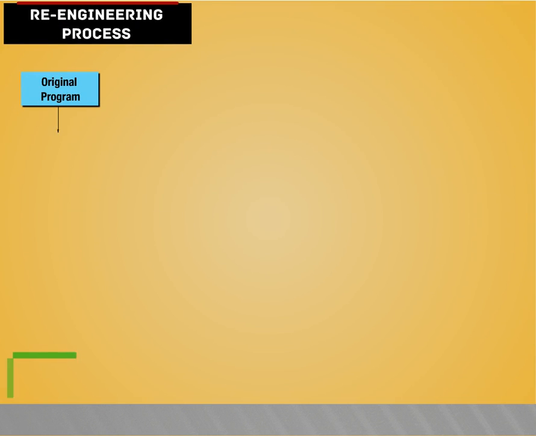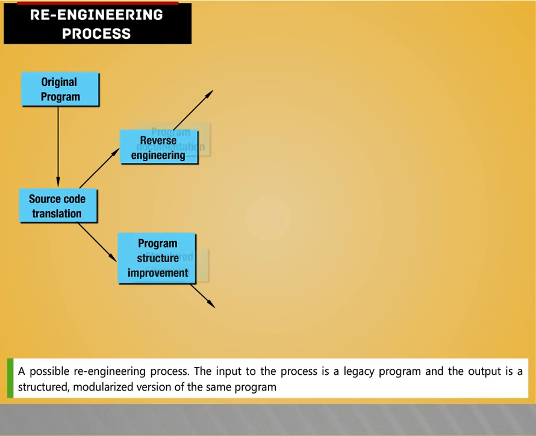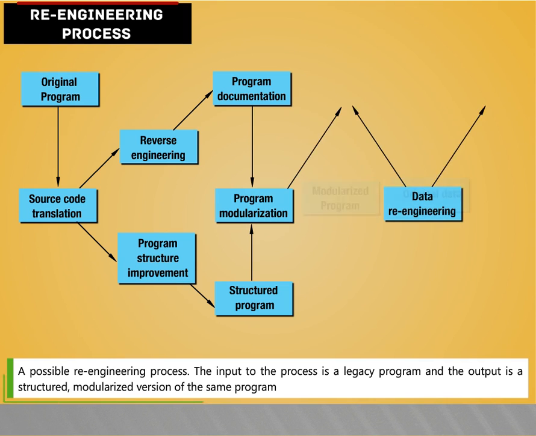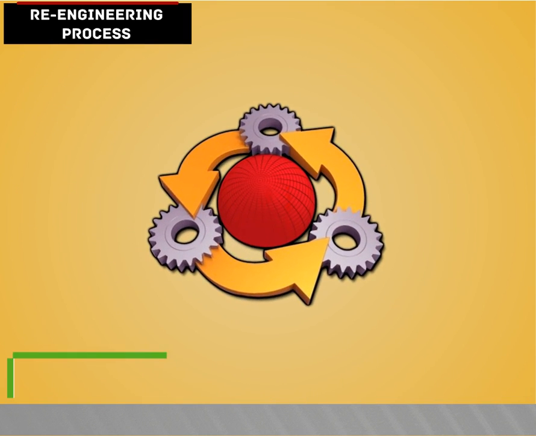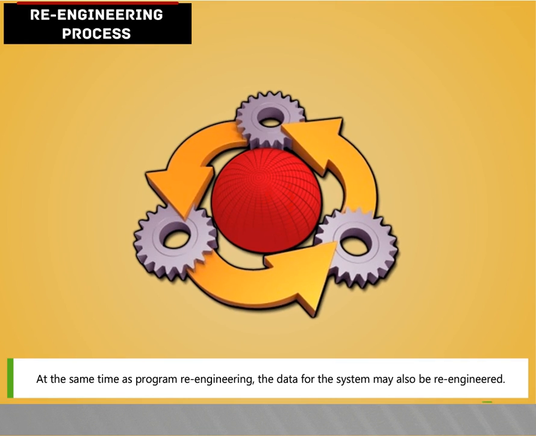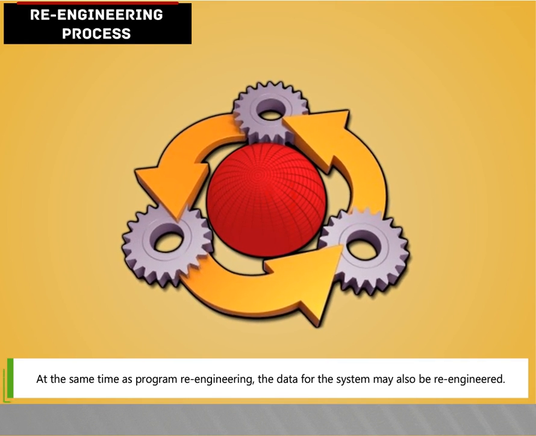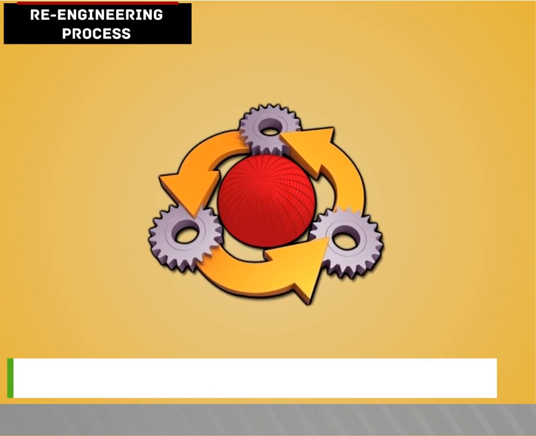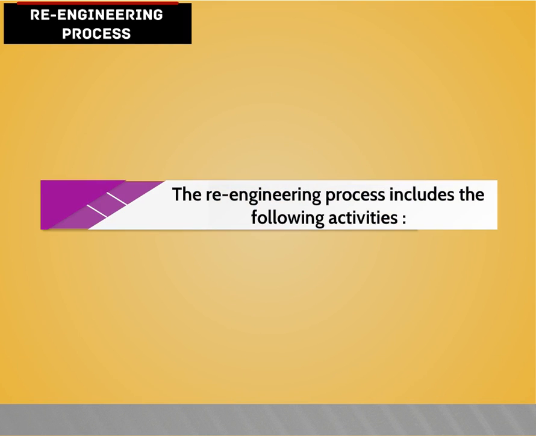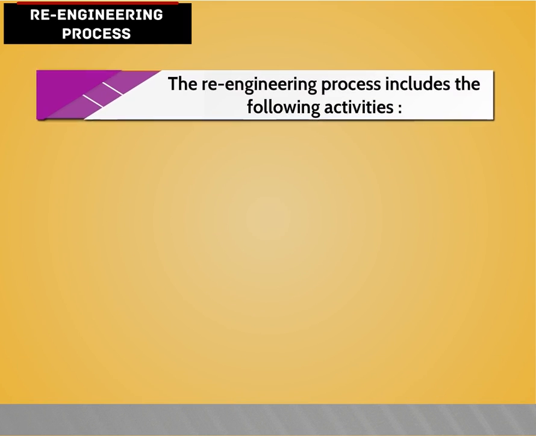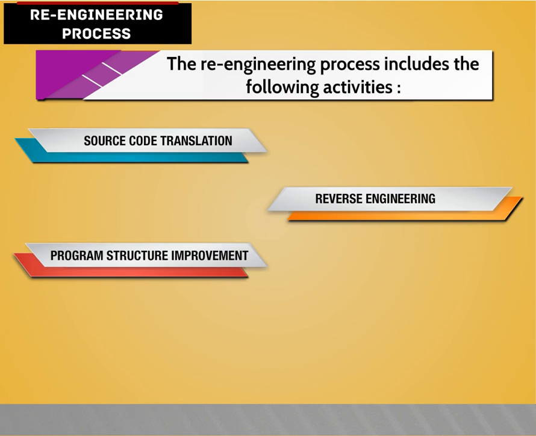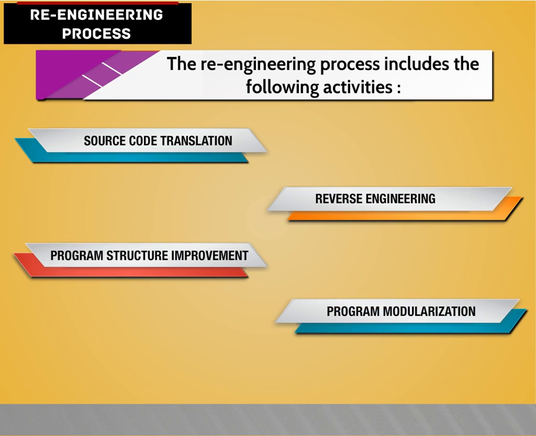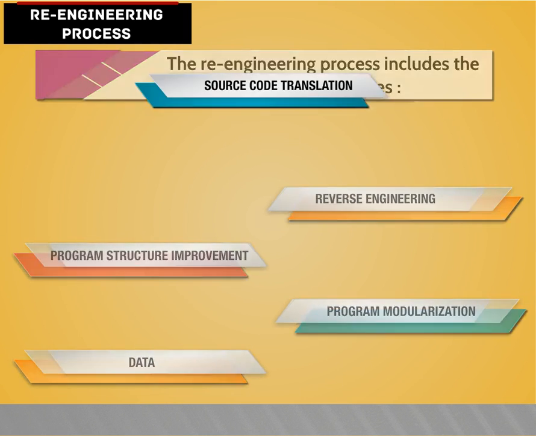Re-engineering process. Possible re-engineering process. The input to the process is a legacy program, and the output is a structured, modularized version of the same program. At the same time as program re-engineering, the data for the system may also be re-engineered. The re-engineering process includes the following activities: source code translation, reverse engineering, program structure improvement, program modularization, data re-engineering.